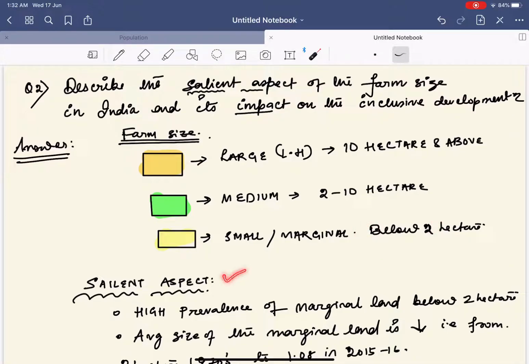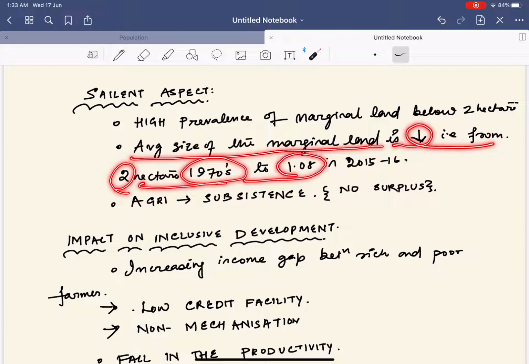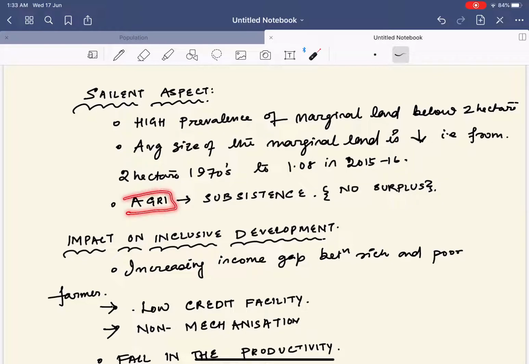Now, what is the salient aspect of farm size? The salient aspect is that there is a high prevalence of marginal land below 2 hectares. Though there are three categories of land, within these three categories the marginal lands are more prevalent. Again, the average size of marginal land has been decreasing, from 2 hectares in 1970 to 1.0 hectares in 2015-16. Hence, agriculture over such marginal land is mainly subsistence. What is subsistence agriculture? It means there is no surplus.